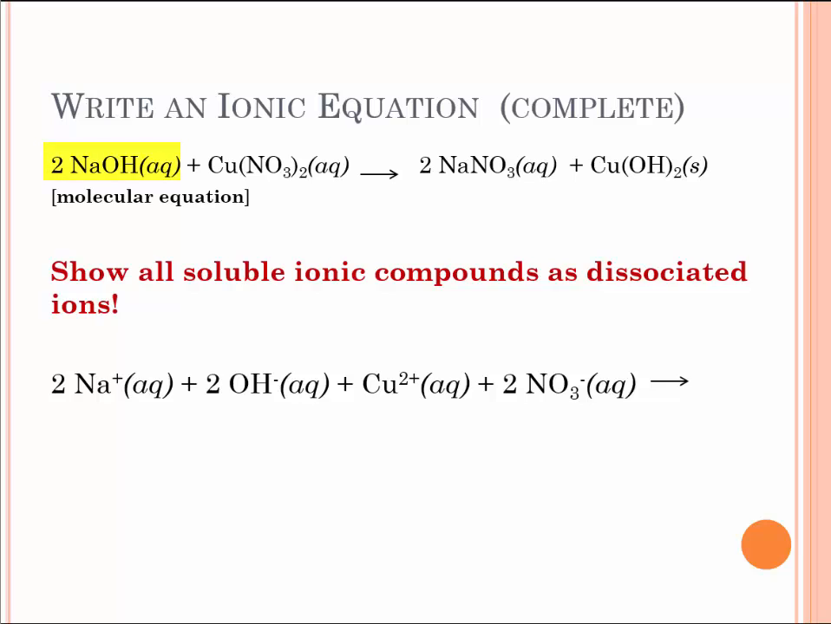So from 2 sodium hydroxide formula units, we're going to get 2 sodium ions and 2 hydroxide ions. From 1 copper 2 nitrate formula unit, we're going to get 1 copper 2 plus ion and 2 separate nitrate ions. This shows that the initial materials were all dissociated ionic compounds in solution. What we need to do next is do the same thing to the products. But remember, only soluble ionic compounds come apart into their ions. So take a look at the products and think what it's going to look like when we dissociate into ions.